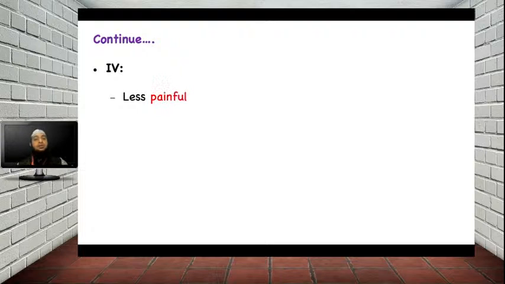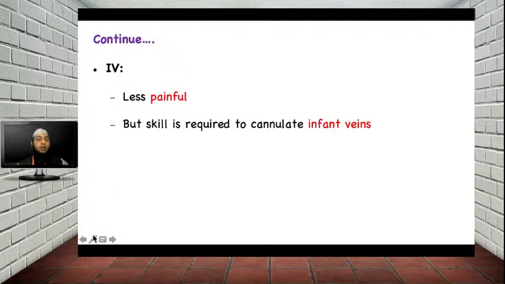Likewise, the IV route. Just now we have seen that the IV route in a child is less painful, but the problem is that with the IV route you need a skilled person who can cannulate the infant vein, because the infant vein is very small. So cannulating an infant vein is not as easy as cannulating an adult vein. Since it is very difficult, you need a skilled person to cannulate the infant vein.